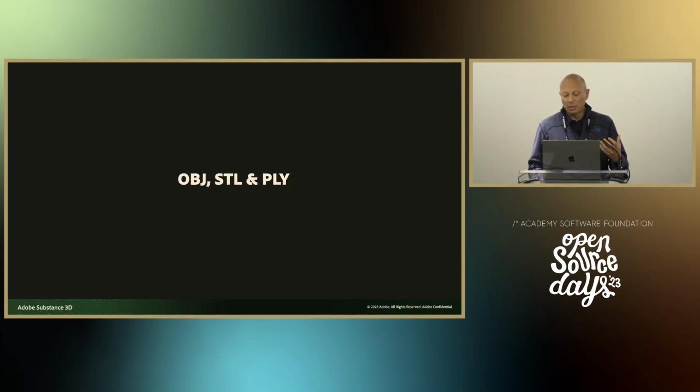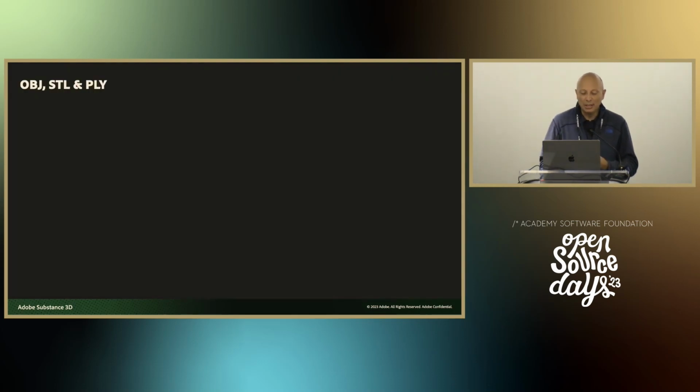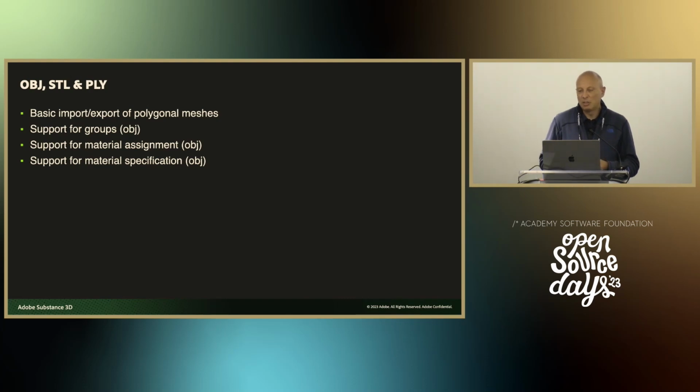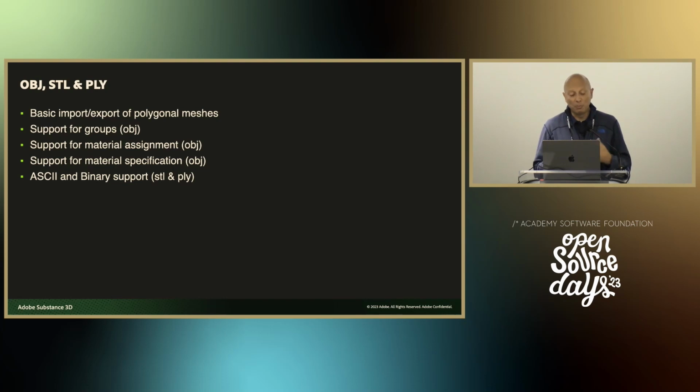The other three that are very similar to each other are OBJ, STL, and PLY. Obviously, they do polygonal meshes. OBJ has been extended to have groups, material assignment, and material specification. STL and PLY can also have binary. Those are fairly simple file formats. The OBJ in particular got rewritten to take advantage of some optimization. It has a couple of extra dependencies, but the actual loading time of large OBJs is much faster. And also, you can read the material. This is compared to what's available in the USD sample directory.